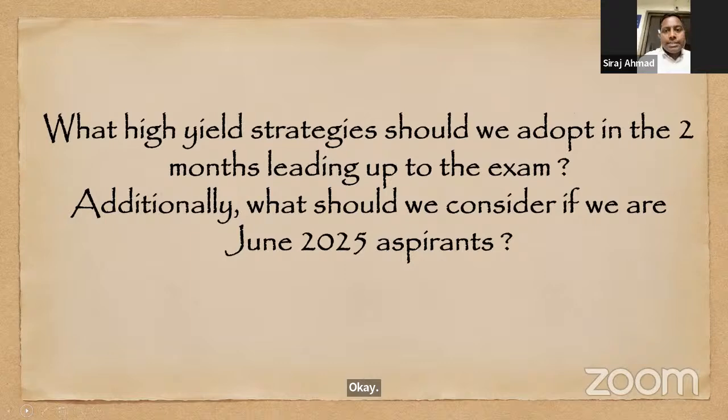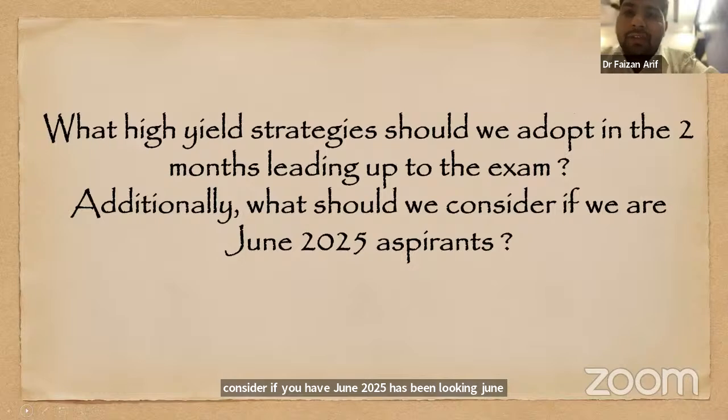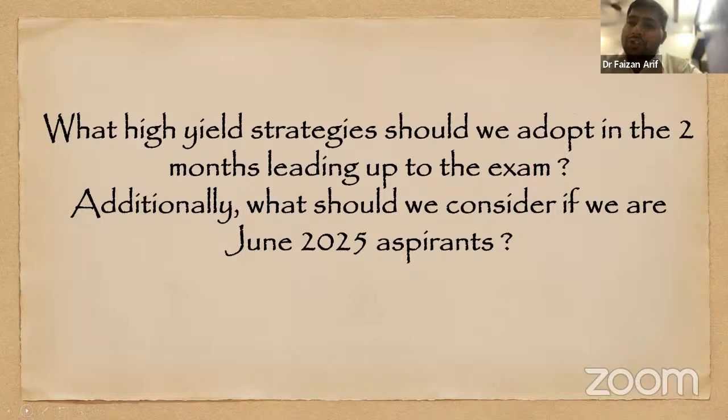Consider if you are June 2025. Dr. Siraj, your network is dropping, so if you can switch off your camera, maybe you can conserve some bandwidth. Fizan, you can continue. Okay. Thank you, sir. So yeah, and additionally, what should we consider if we are June 25 aspirants?